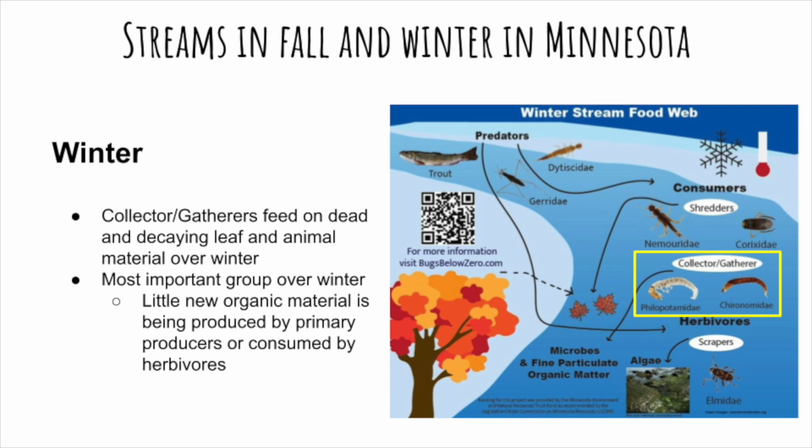In Minnesota streams over winter, collector-gatherers and other omnivores and detritivores, or animals that eat dead and decaying material, become some of the most important components of the food web. This is because many of the other groups, such as herbivores, are dormant. Collector-gatherers feed on dead and decaying leaf and animal material over winter, which is washed downstream as leaf packs slowly decay. Examples of some of these active players over the winter include chironomid or midge larvae and caddisflies in the family Philopotamidae. Many of these insects also complete their development over winter and emerge as adults on the snow.